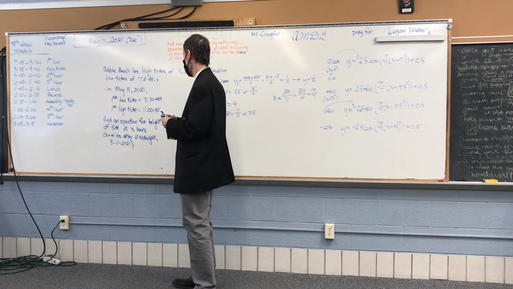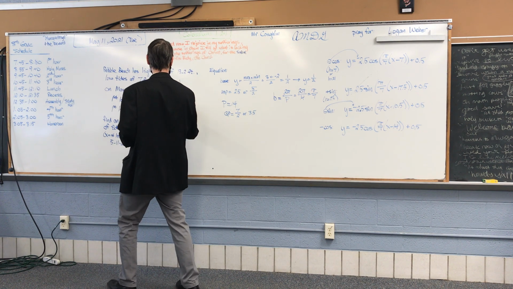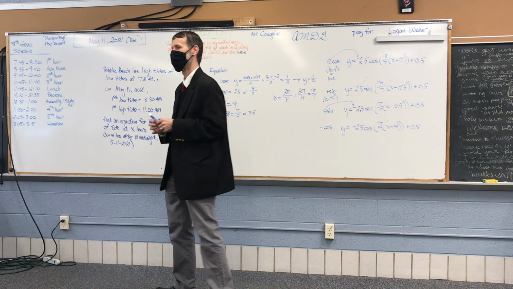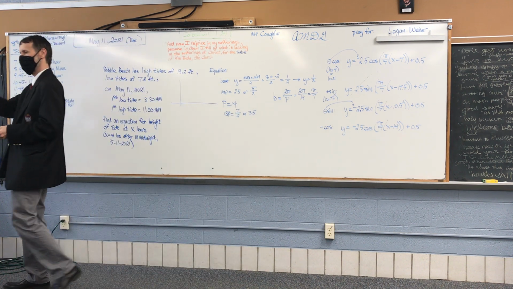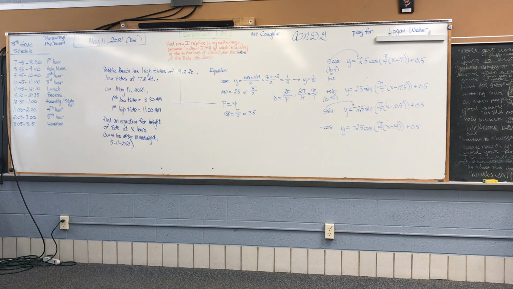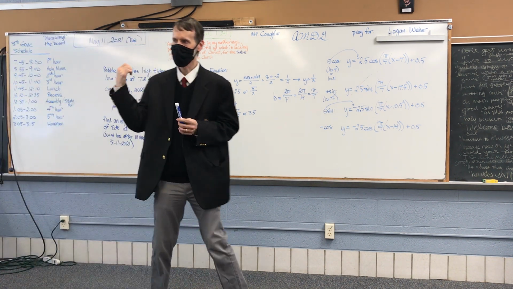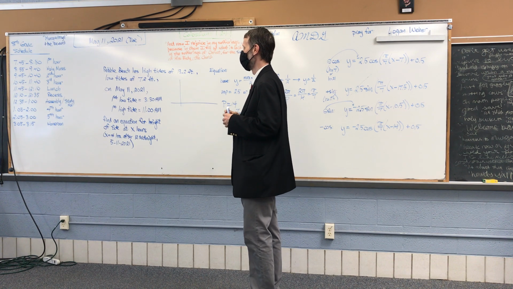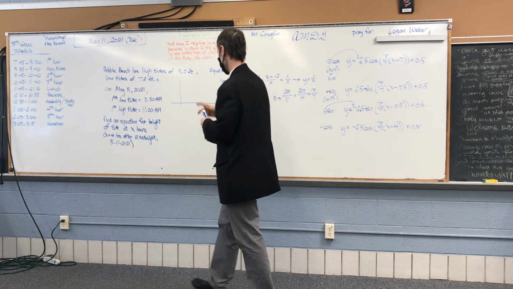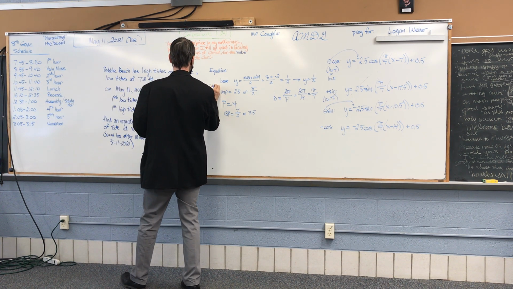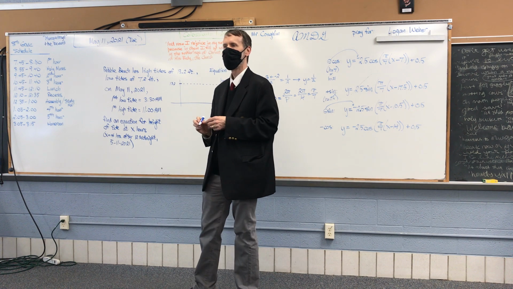So, does it make sense that this would look like a sine graph? It's going to go smoothly up, smoothly down, smoothly up, smoothly down. Can everybody tell me where the maximum is? Just from looking at the problem. 13.2. That's the highest tide. That's the maximum of your graph. What's the minimum?